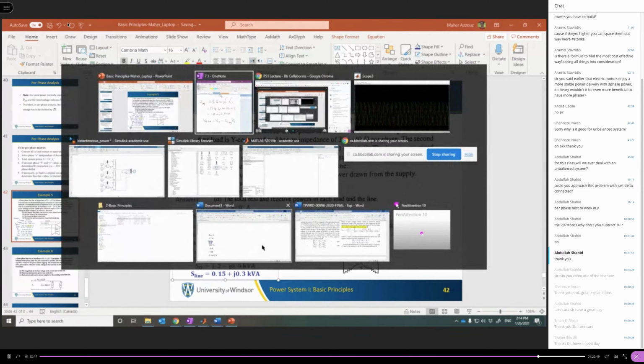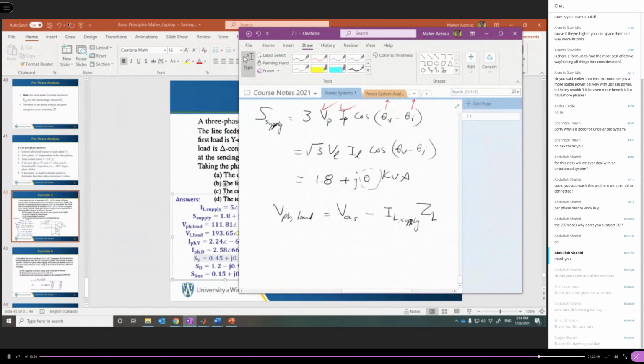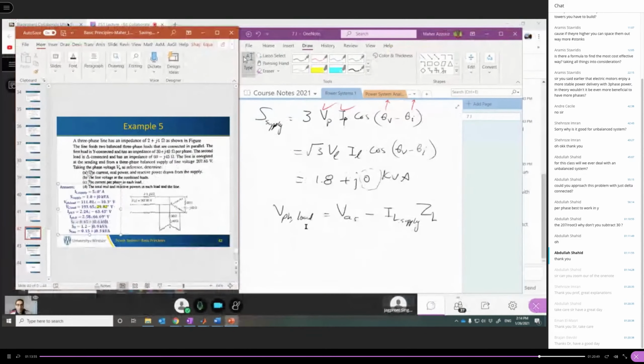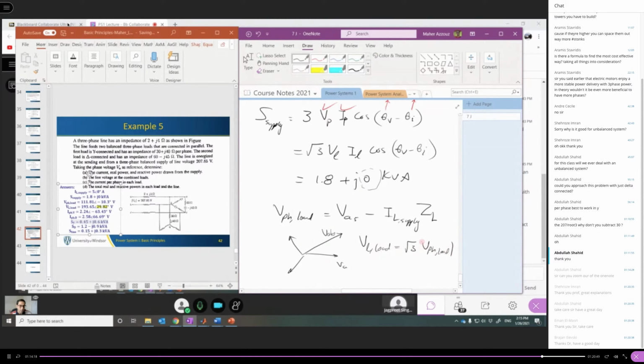So I'm explaining the procedure. You get the phase voltage, and this phase voltage, as we know, is like this. So this is VA. VAB should be leading by 30 degrees. So for V line load, you should multiply the magnitude by √3 and add a phase shift of 30 degrees.